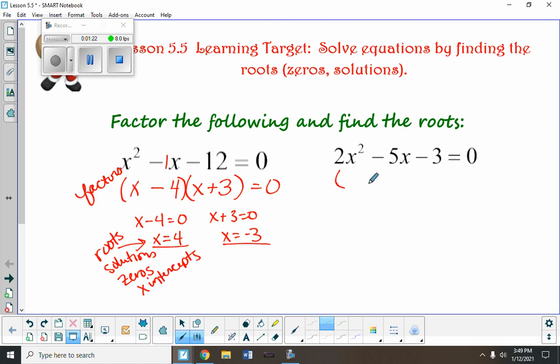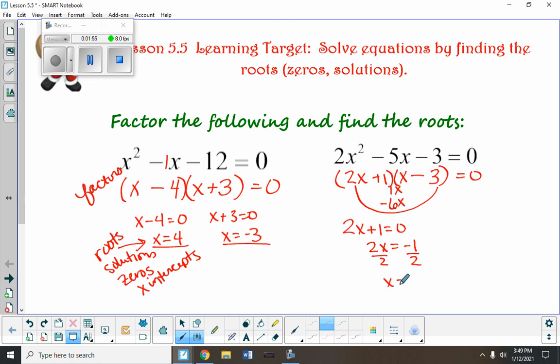This next one, let's go ahead and factor that. We'll see if we can. So 2x times x, and then we have to do the factors of 3, either 3 and 1 or 1 and 3. I think it's going to be like this, because that's 6x and 1x, and 1 minus 6 would be a negative 5. So that would work. Now to find your roots, we set those factors equal to 0 and solve for x. So x equals negative 1/2, and x equals 3. Those are the roots of the second one.